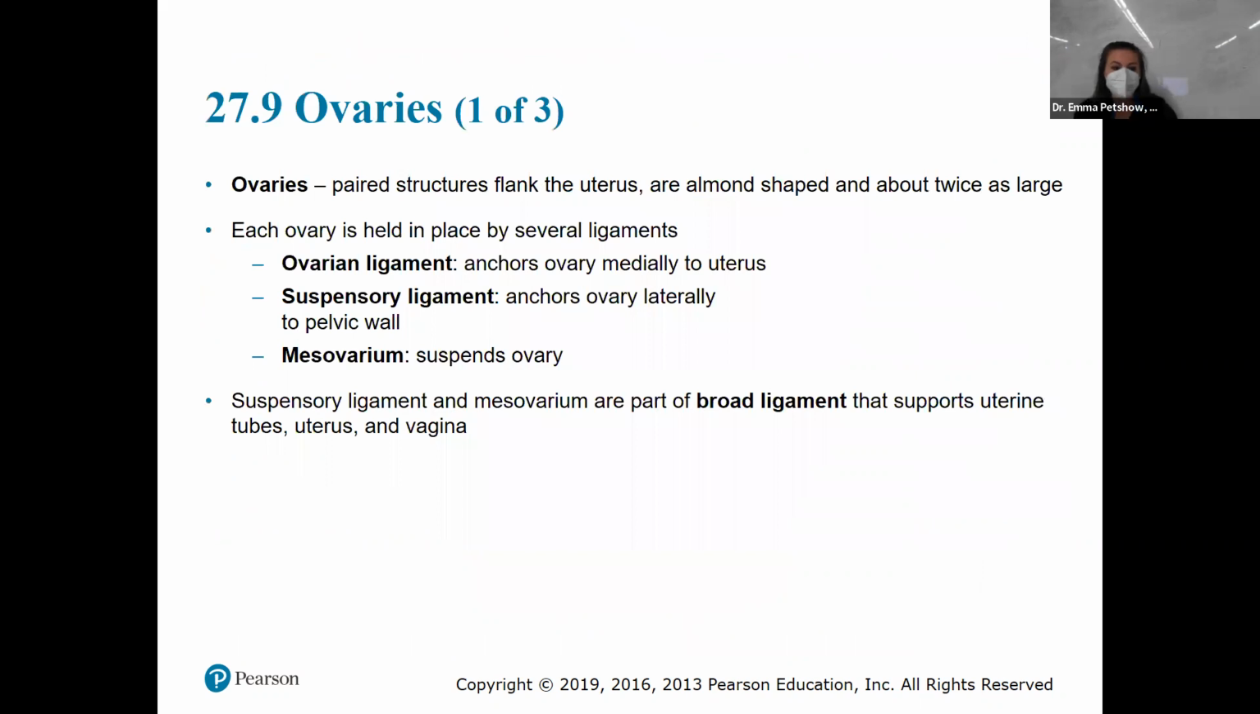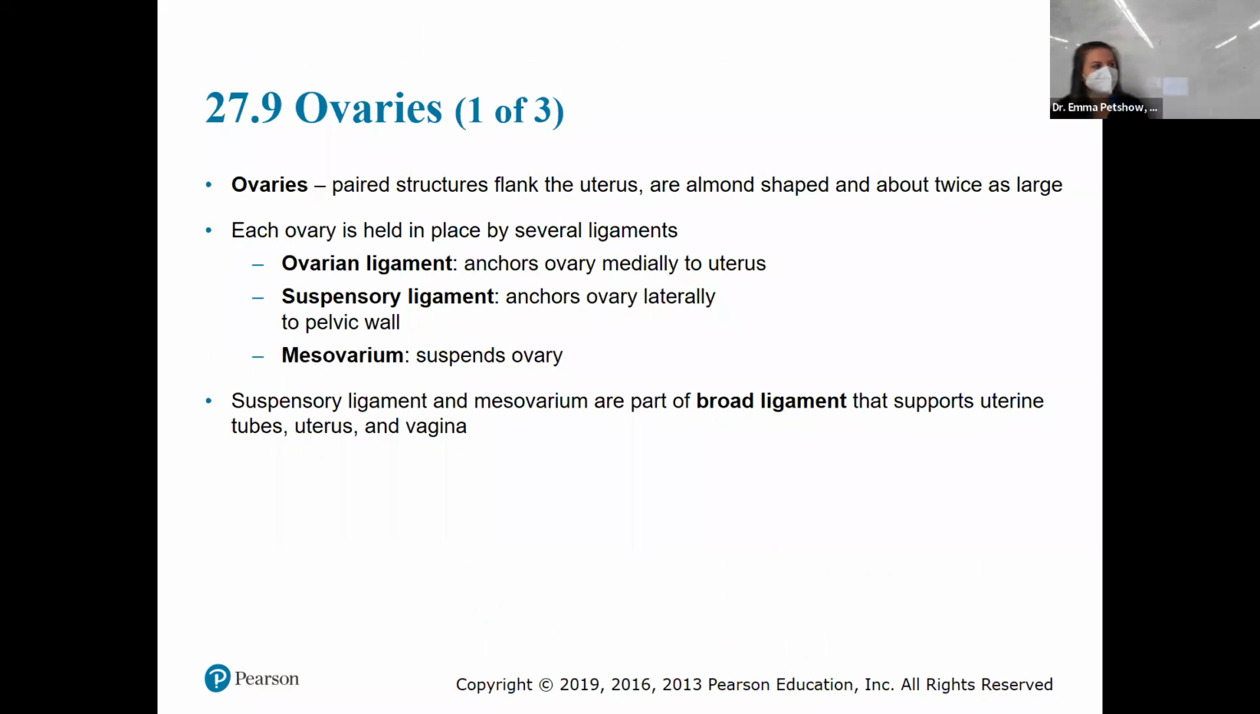When we start with the ovaries, they are paired structures. They flank our uterus. They're about almond shaped, and they're about twice as large. I don't know about that. They're typically about almond shaped or pea shaped when you feel them. They get smaller over time, obviously postmenopausal.